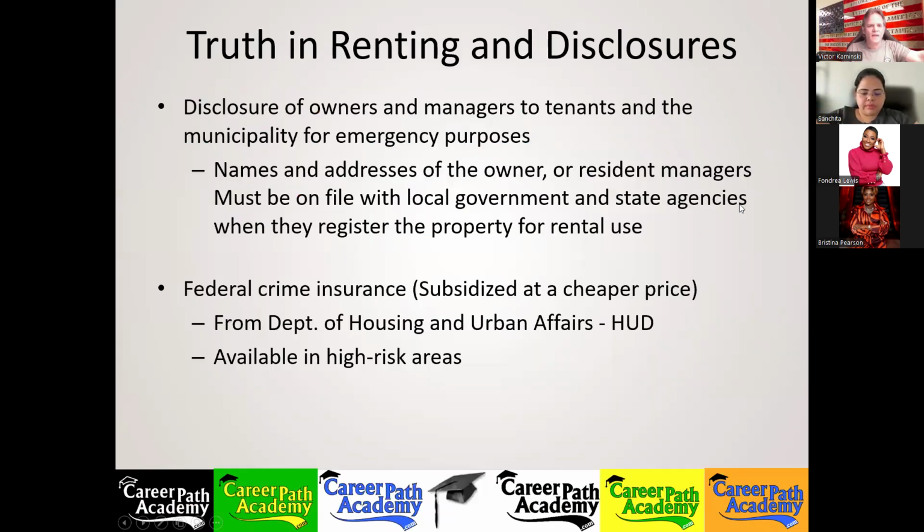Okay. So disclosure of owners and managers to tenants and the municipality for emergency purposes. The names and addresses of the owner or resident managers must be on file with the local government and state agencies when they register the property for rental use. This is why we're required to get the fire inspections every time a tenant changes over. They make sure that the smoke and carbon monoxide detectors are there and working, and they make sure that the fire extinguisher is there, if they still have a requirement for it.